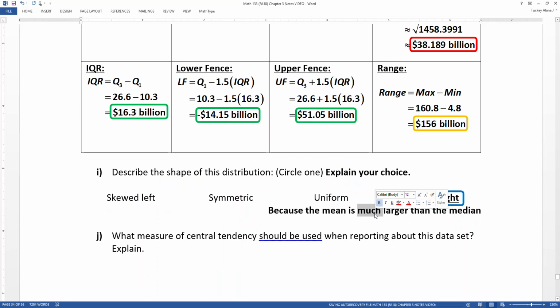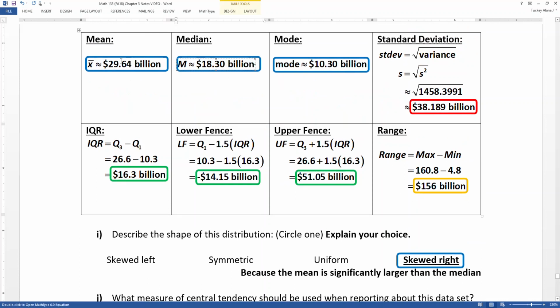How about this? Significantly larger. That's the word we usually use because much is no different really, but you're just trying to say that there's a significant relationship here. Being a little bit larger would be no big deal. If it was 18.3 and 18.6, that's probably nothing. But 18.3 to 29.6, when you're talking about billions of dollars, that's a big deal. That's quite a bit larger. So you're making a little bit of a judgment call there.